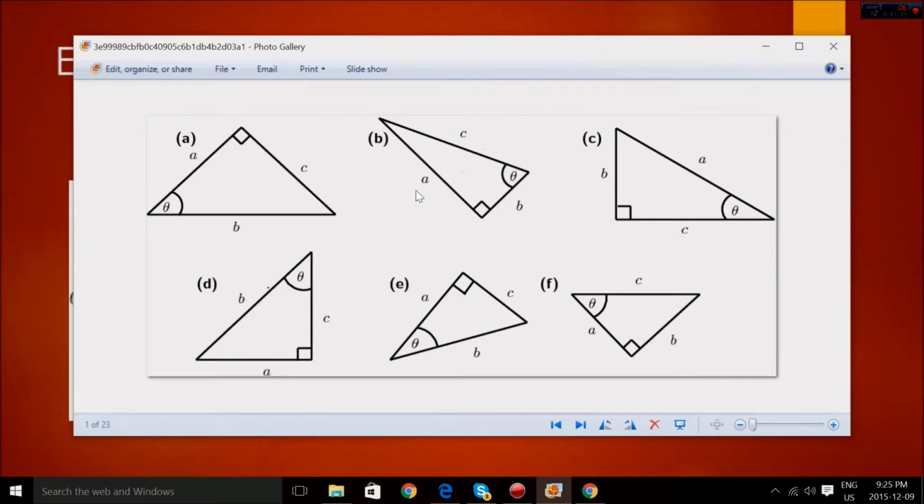Hypotenuse, opposite, adjacent. Hypotenuse, this is the opposite, this is the adjacent. You'll just get used to it. It's really easy. Hypotenuse, opposite, and then adjacent.